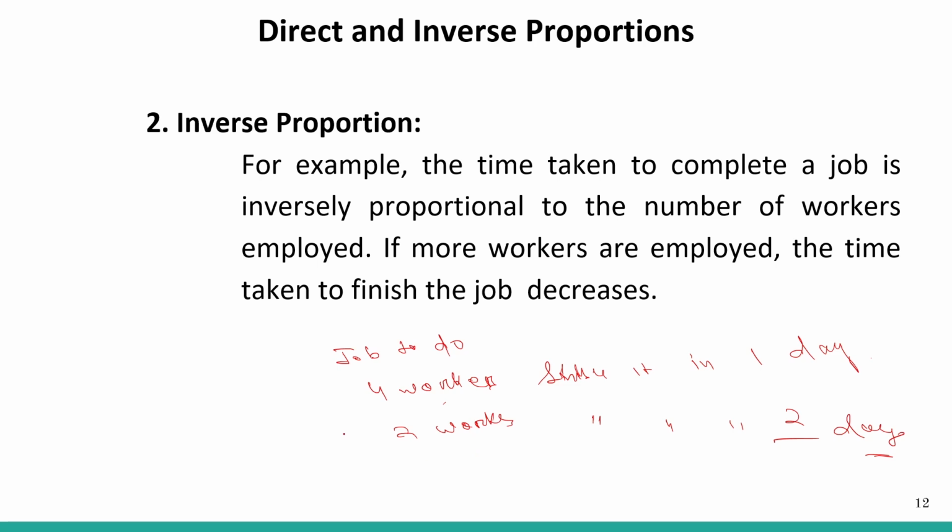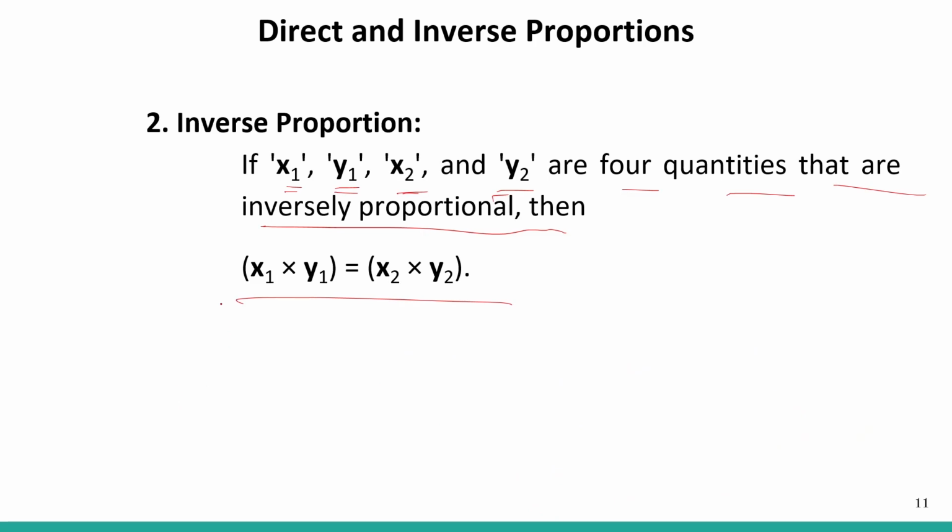So how did I get to know? Because the number of workers is inversely proportional to the number of days. So I can write it as 4 into 1 is equal to 2 into x. If I don't know how many days it will take, this implies that x is equal to what? 4 by 2 is equal to 2. So x is equal to 2. This is how I got to know that 2 workers will take 2 days. So I used this formula right here.